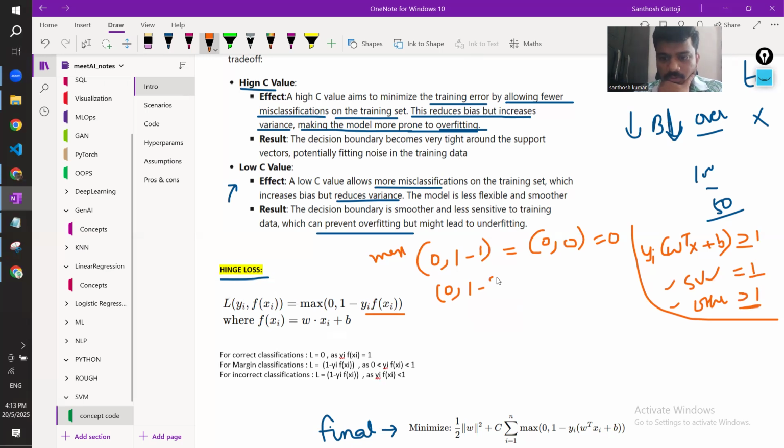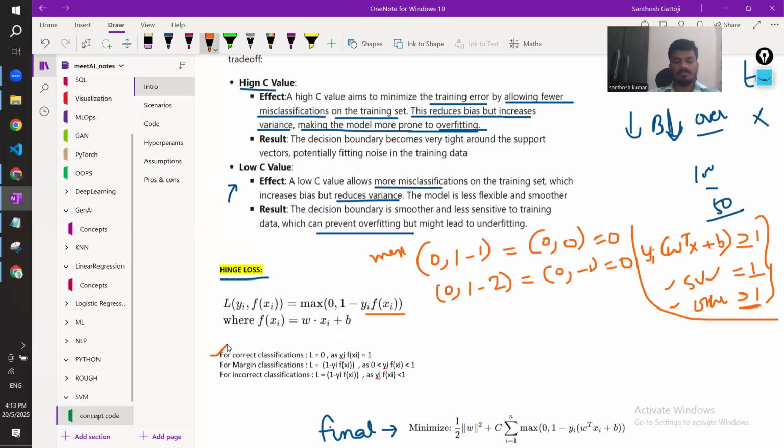Okay. 2. Now it is 0 comma minus 1, a negative value. Now what is again the maximum of these two? This is also 0. That means for all the correctly classified points, including support vectors also, either maximum, positive or negative, you are going to get the value 0. That is, the loss is 0. Correct? Is this clear?